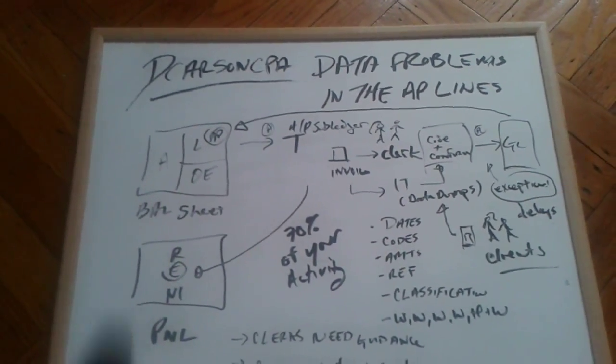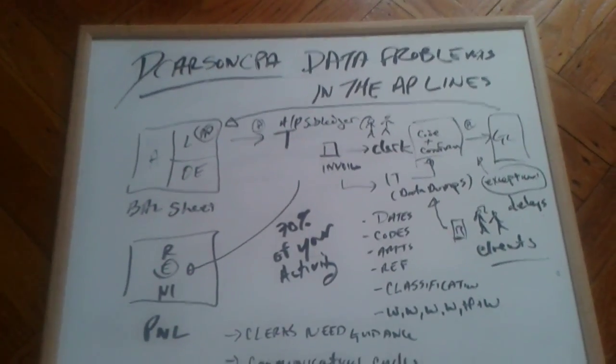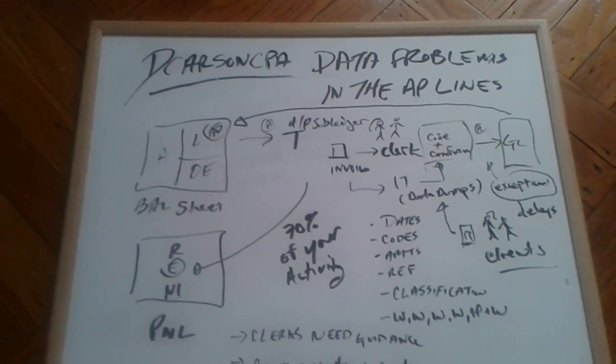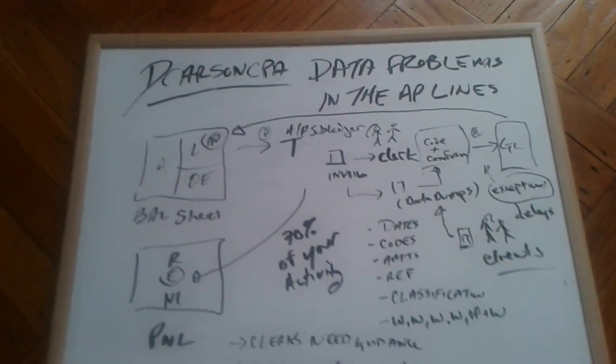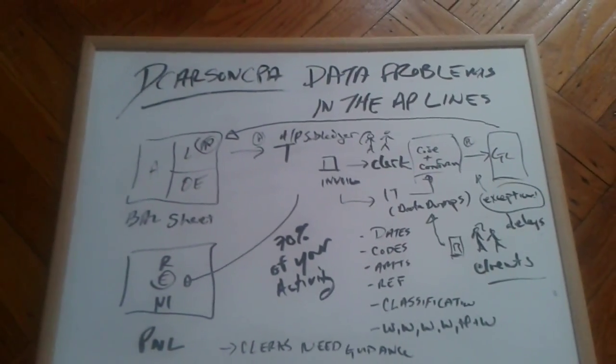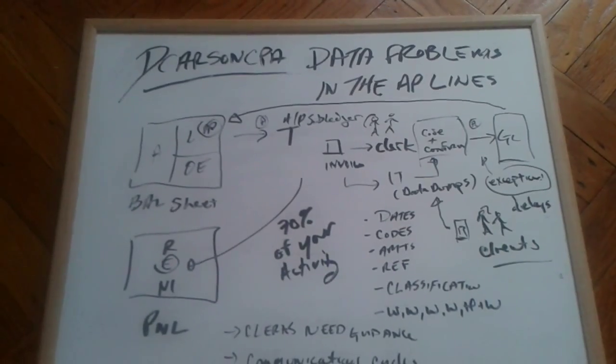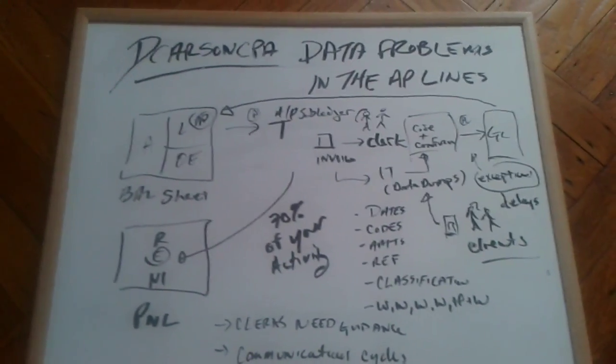Now, from your balance sheet is an interrelationship with expenses and your P&L. So basically, you've got your accounts payable and the data problems in the AP lines. This is to cover some of the details and overview. The rest we can help you where we meet you. This is just some broad lines of awareness for today.